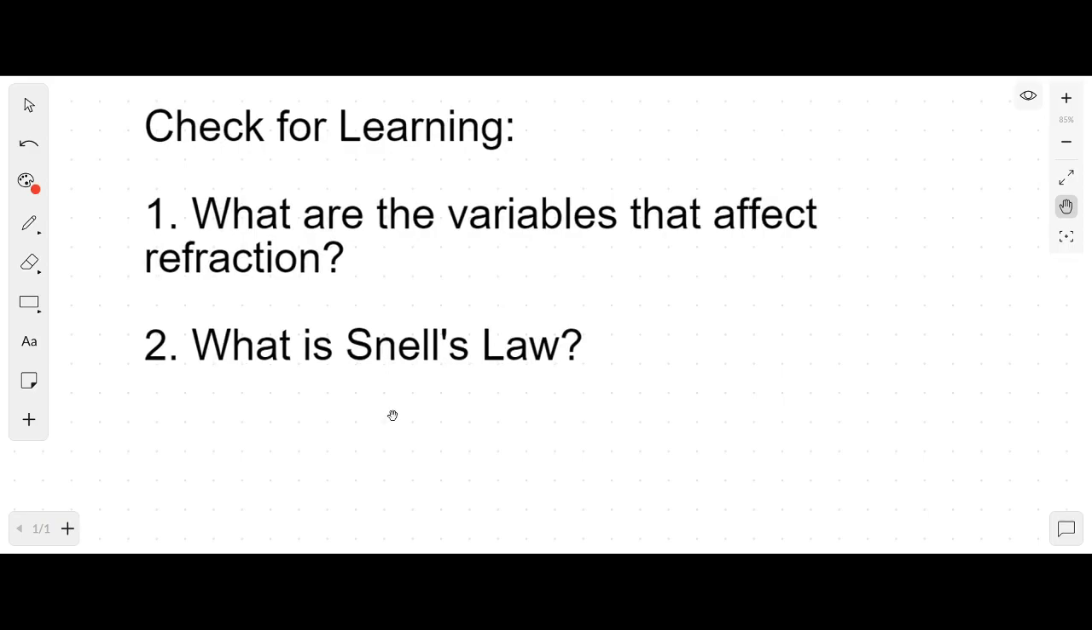So, to check for your learning, pause here and try to answer these questions. First one is, what are the variables that affect refraction? And the second one is, try to do this without looking back or looking at your notes. Just try to write down what is Snell's law. See if you can remember it off the top of your head.